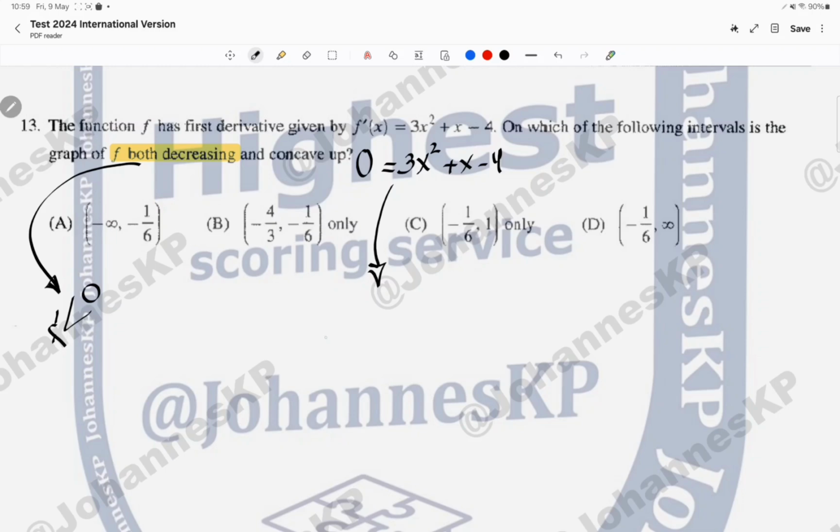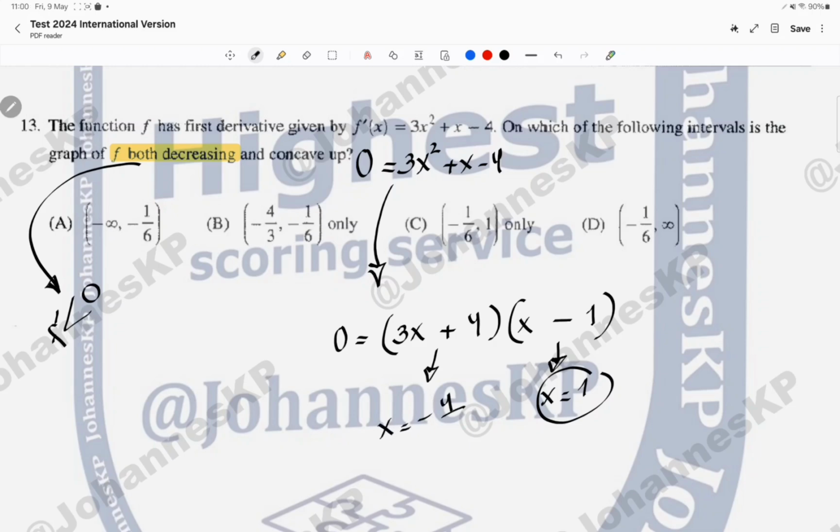So how would I factor this guy? Quadratic. Let's check. 3x, x, 1, 4, right? Yes. Plus, minus. Yeah. So you're going to get x of 1, negative 4 over 3. These are called our critical points.